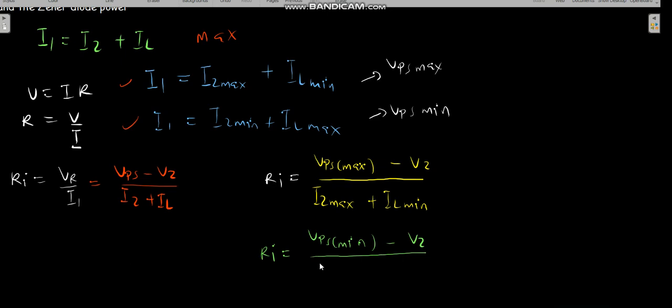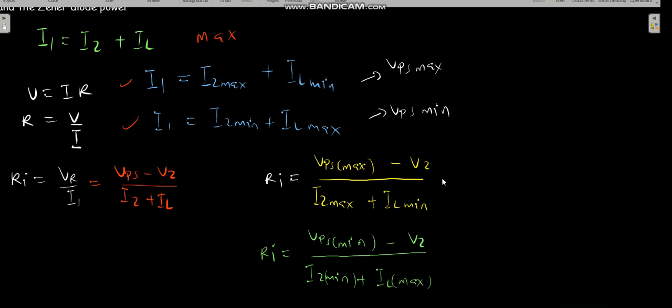This value of current here, so that will be IZ minimum plus IL max. Okay, so all this will help us to find the value of R here. So if you want to find Ri, you can use this formula. If you want to find Ri, you can also use this formula here.